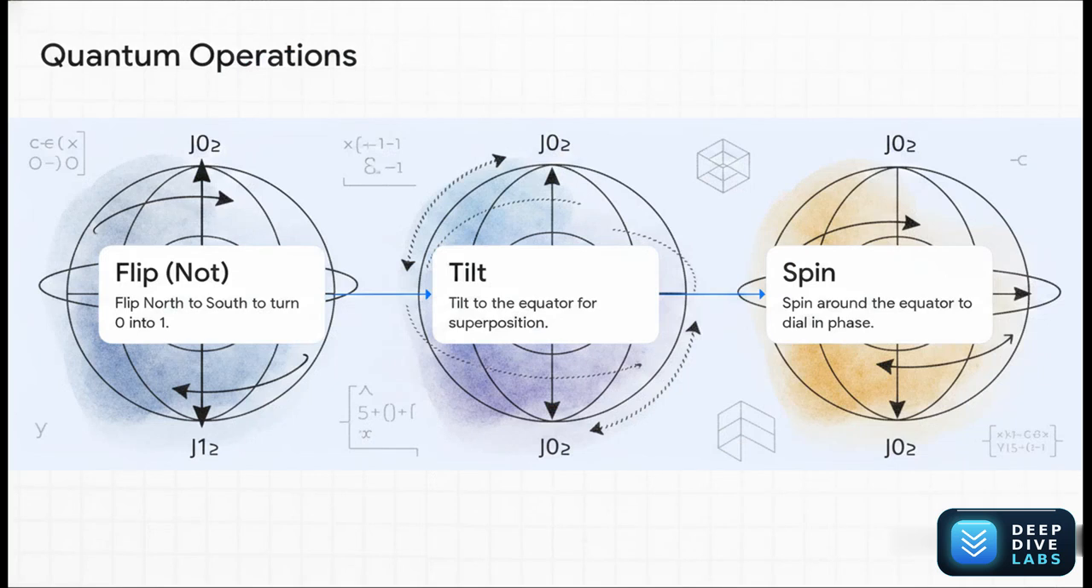If you ask what a quantum computer actually does, textbooks will hit you with a terrifying wall of matrices and complex numbers. But look at what that math actually means on our drawn-out globe. Every single complex operation is literally nothing more than rotating this arrow to a new direction. Flipping it from north to south, that's your basic NOT operation. Tilting it from the pole down to the equator, you just created a superposition. Spinning it around the equator, you're just dialing in the phase.